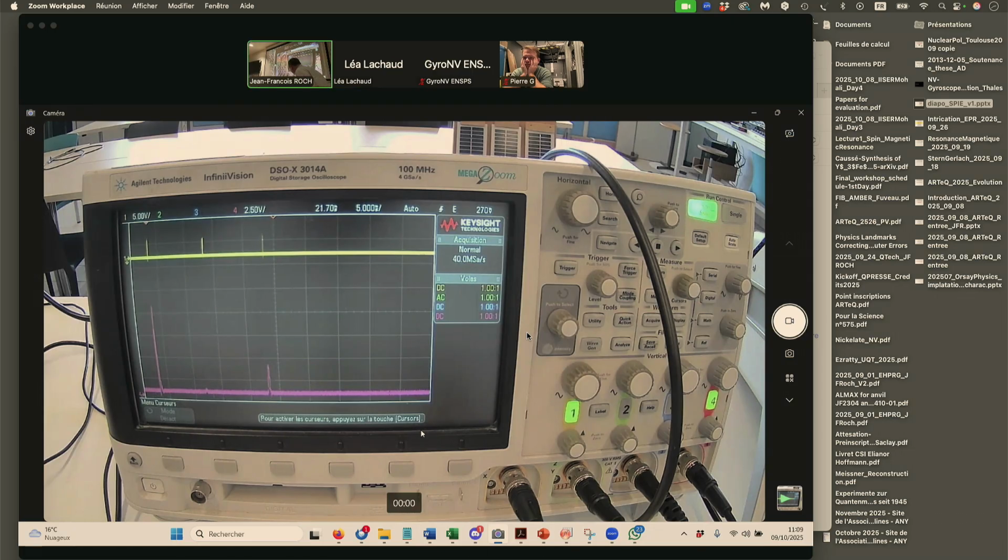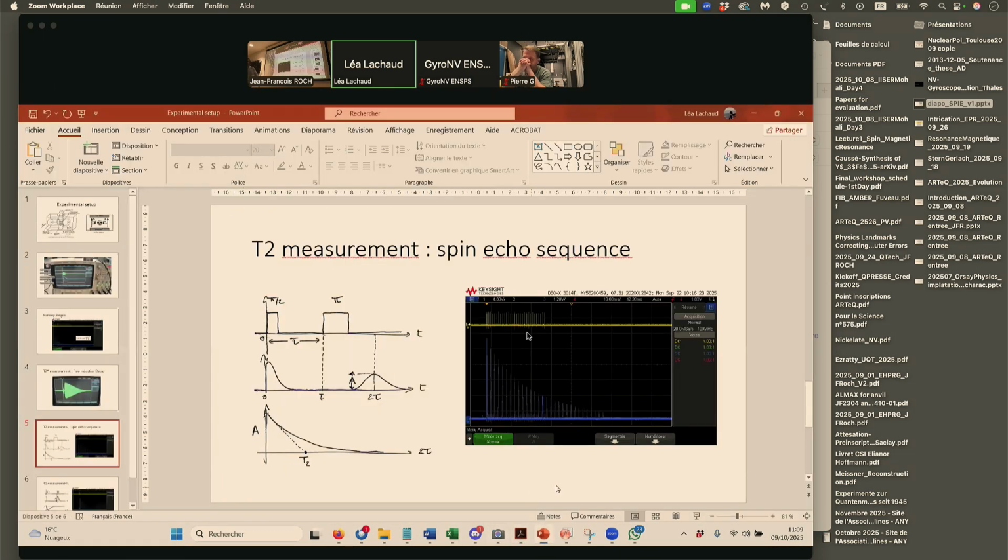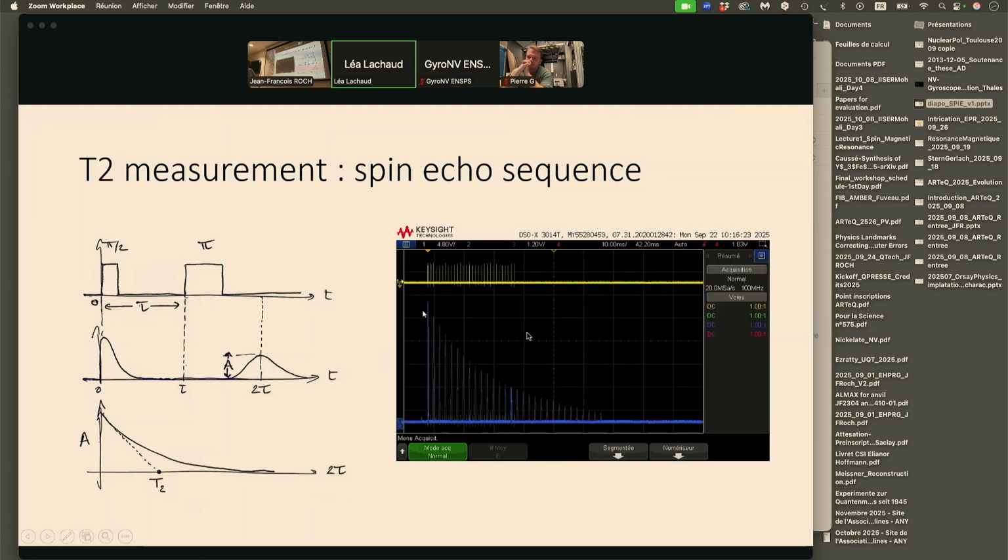Now you see, but it's becoming very weak. So here, if I start to vary the time delay between the two pulses, the pi half at the beginning and the pi pulse at the second, the amplitude of the echo is clearly decreasing. And this I can do with the persistence, and I get the curve that you see here.